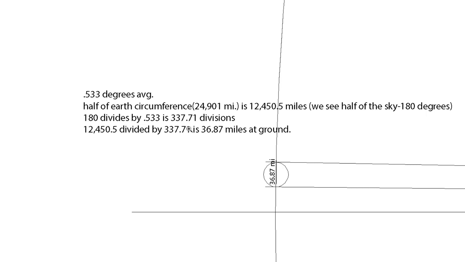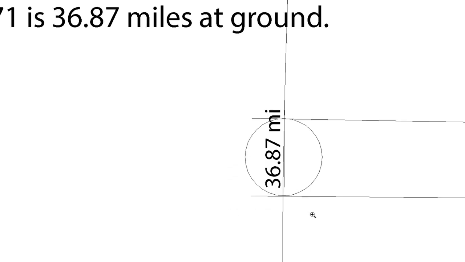And so we take 12,450.5, which is the amount of miles in a half circle, divided by 337.71, which are the number of sections in 180 degrees in a half circle. And so we get 36.87 miles at the ground.